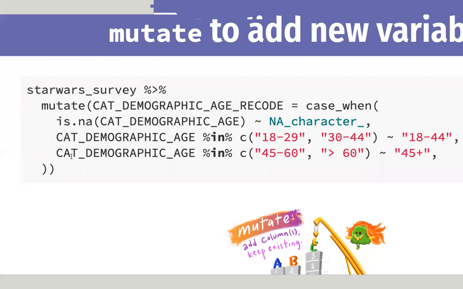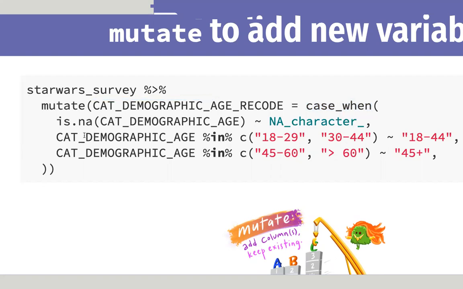Mutate adds new variables. And so here I am adding a new variable called cat demographic age recode. To do that, I'm using this case when function, which basically acts as kind of like a long if else. It takes the cases and tells me what I would like to do in each of those cases. On the left side of the case when arguments is going to be a logical statement, and on the right side is going to be what to do should that logical statement be true.